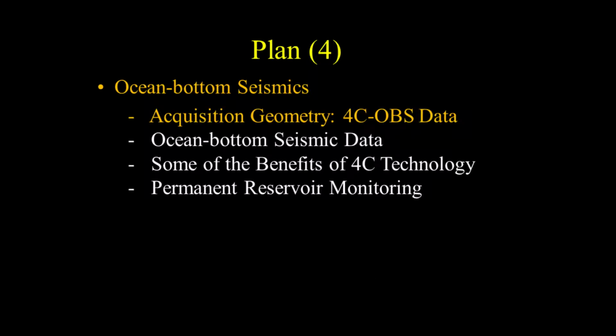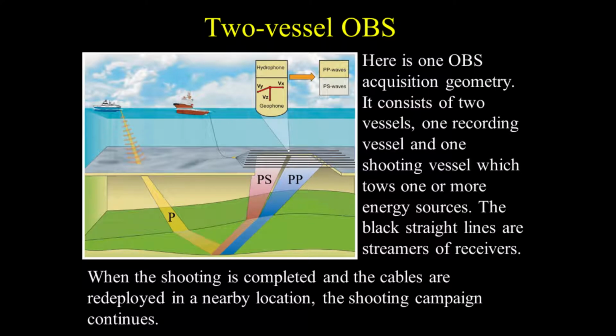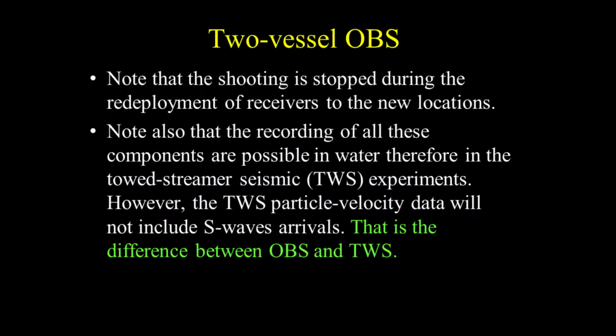Let's start with OBS acquisition geometries. Here is one OBS acquisition geometry. It consists of 2 vessels, one recording vessel and one shooting vessel, which tows one or more energy sources. The black straight lines are streamers of receivers. When the shooting is completed and the cables are redeployed in a nearby location, the shooting campaign continues. Note that the shooting is stopped during the redeployment of receivers to the new locations.